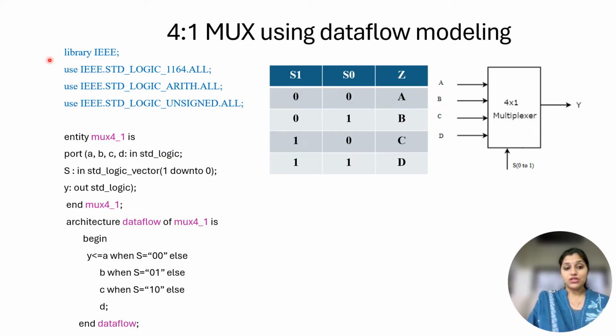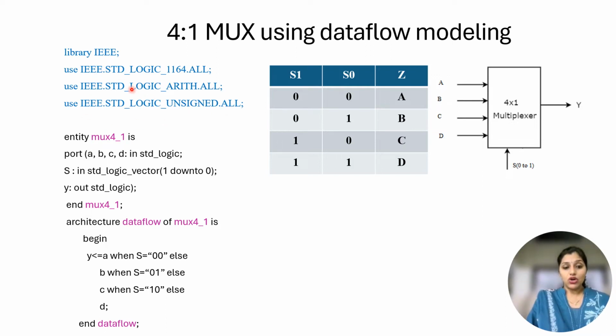So what comes first is library. Library IEEE, and these three are packages. The use clause is used to include packages: std_logic_1164.all, then std_logic_arith.all, which is related to arithmetic operations. Then std_logic_unsigned.all.